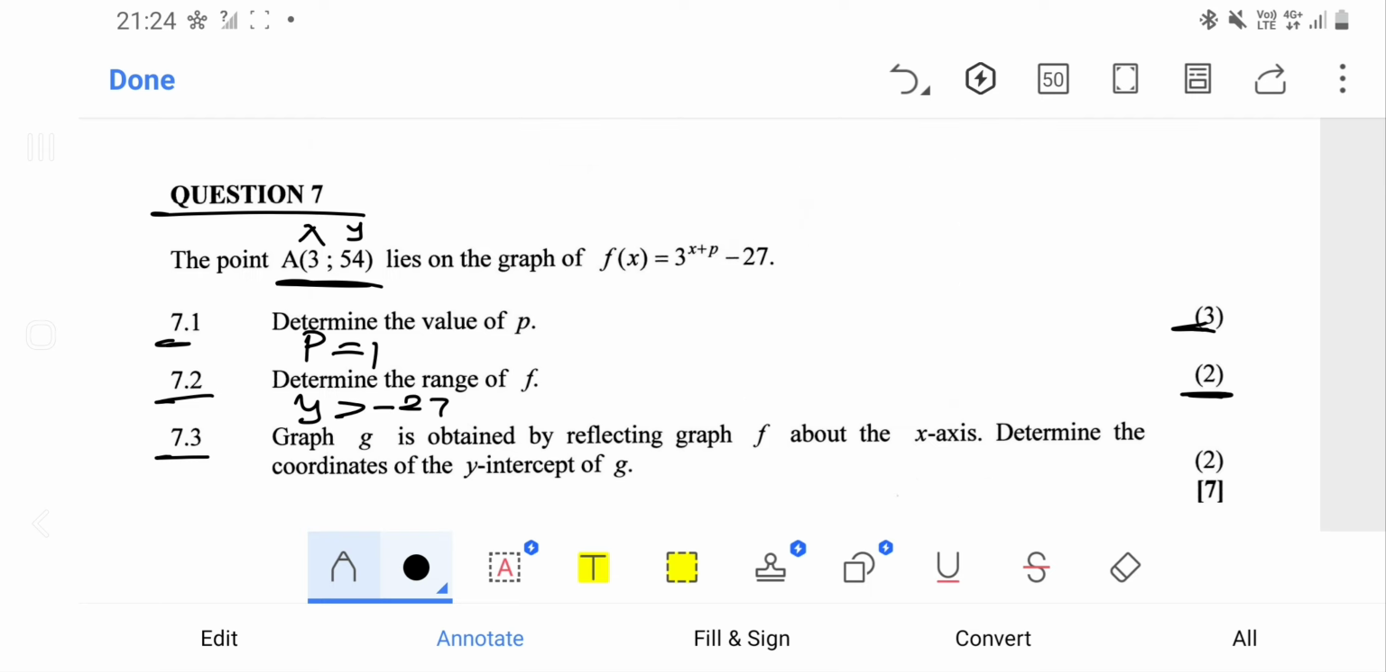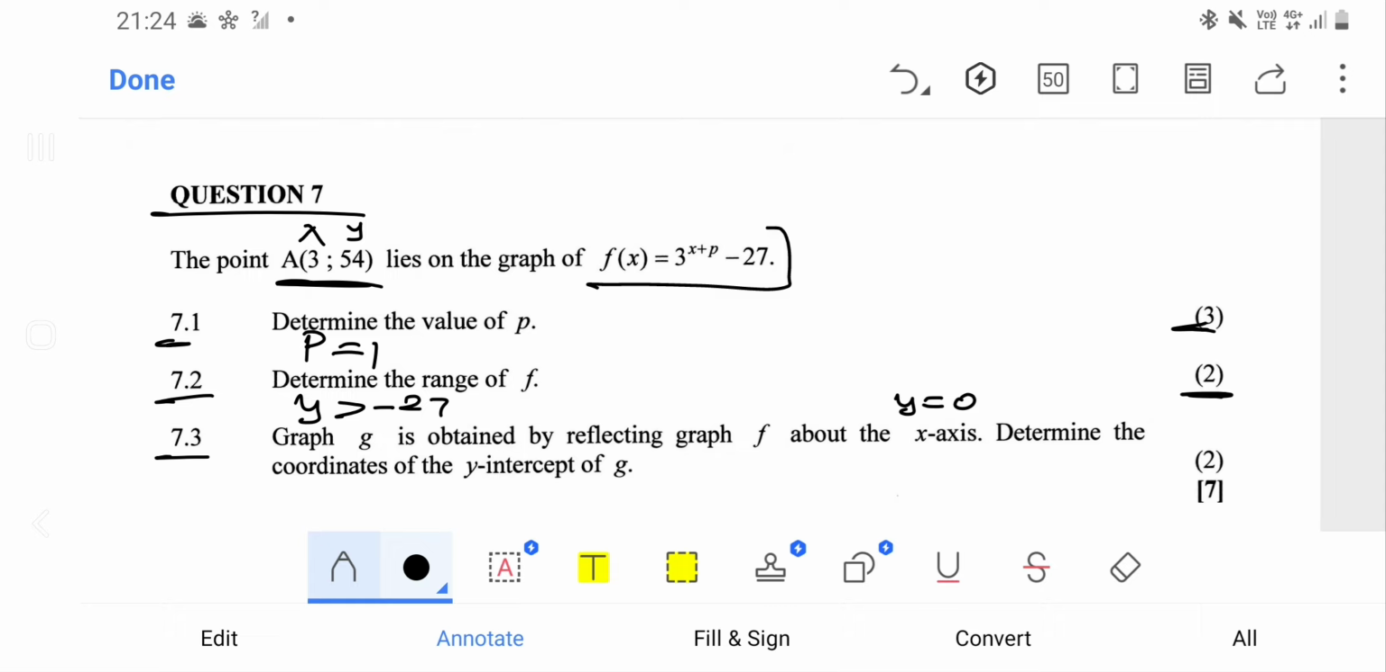7.3, graph G is obtained by reflecting graph F about the x-axis. The minute they reflect a graph about the x-axis, it means it's about the line y is equal to 0. Line x equals 0 is the y-axis. Line y equals 0 is the x-axis. So determine the coordinates of the y-intercept of G.